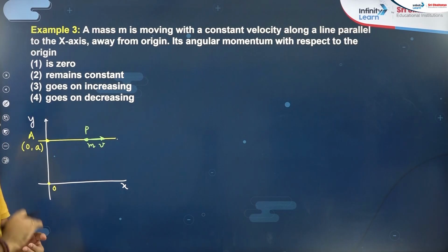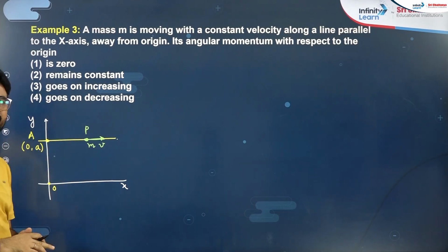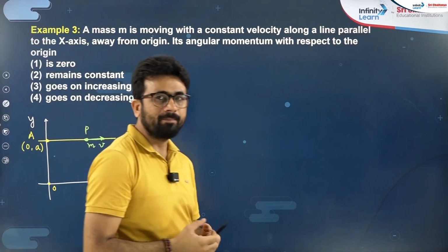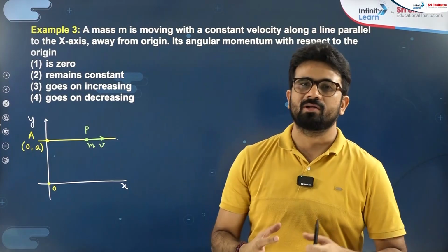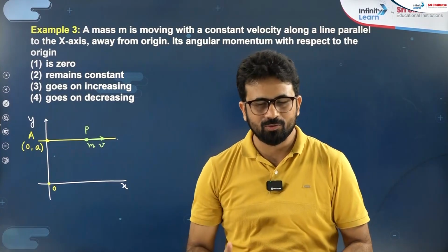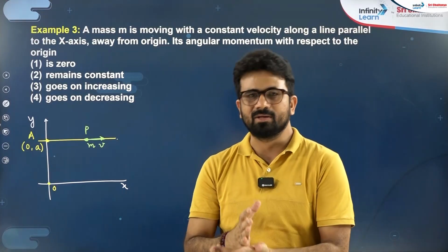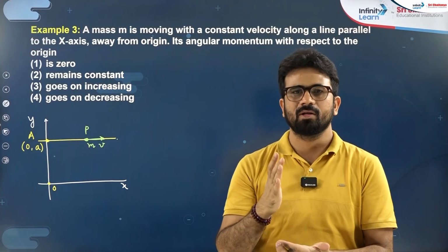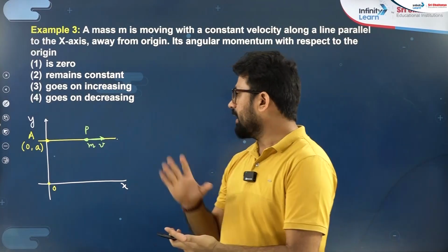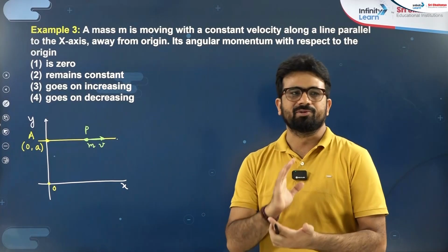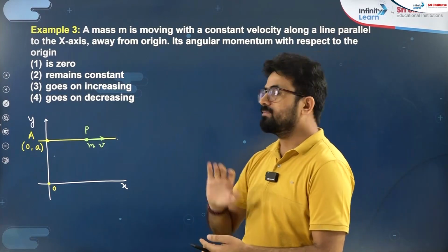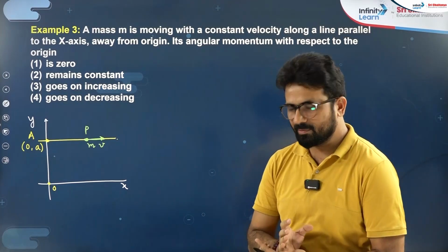There are two things you have to focus on when we write angular momentum, because it's a vector quantity. The very first thing: what is its magnitude and what is its direction. Then we have to understand one by one what the direction is and what the magnitude is. So I will first focus on the direction. What would be the direction of the angular momentum?